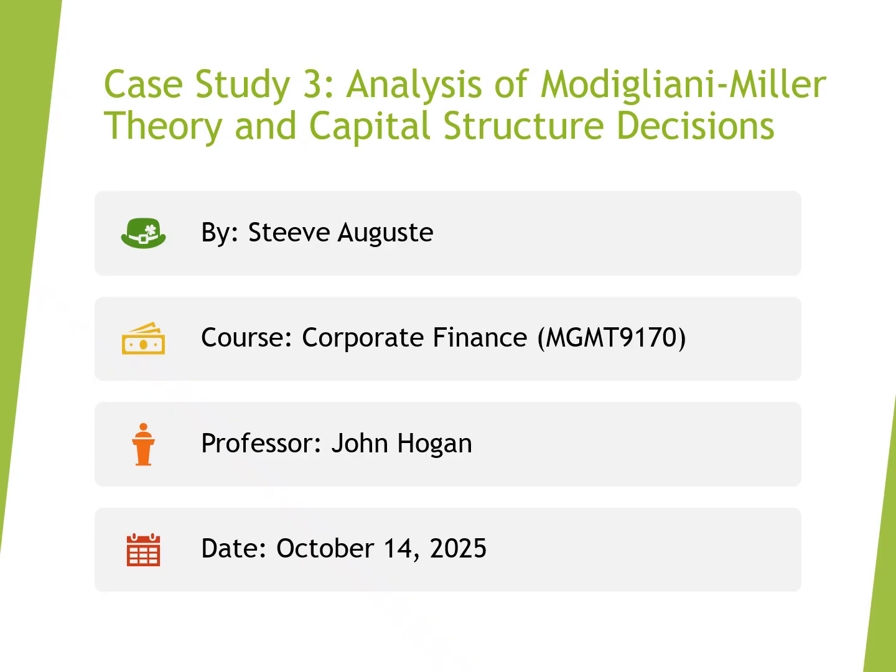And the title is Analysis of the Modigliani-Miller Theory and Capital Structure Decisions. This presentation explores one of the most influential theories in corporate finance, the Modigliani-Miller theorem, and its relevance to how firms make financing decisions. We will discuss the theory's foundations, its main strengths and weaknesses, and conclude with practical insight on how companies can balance debt and equity to maximize firm value.